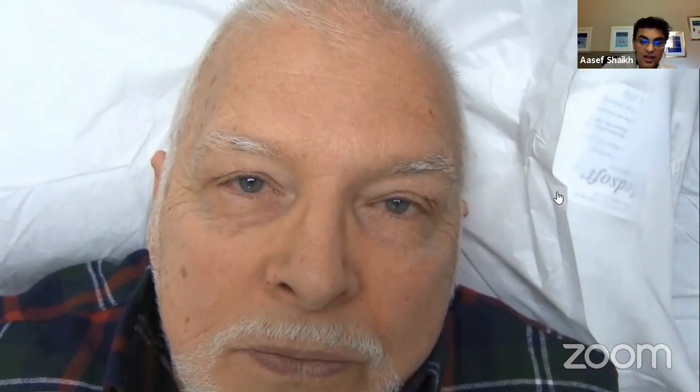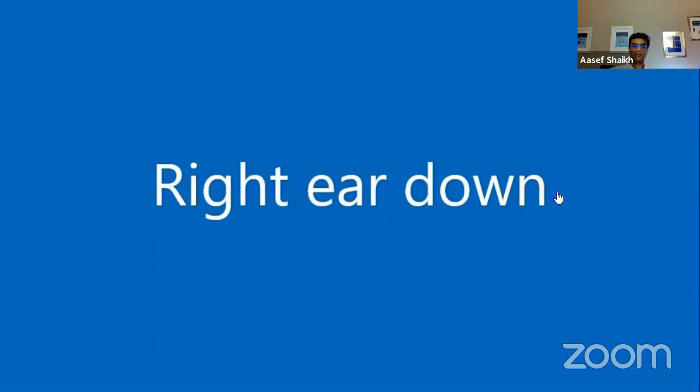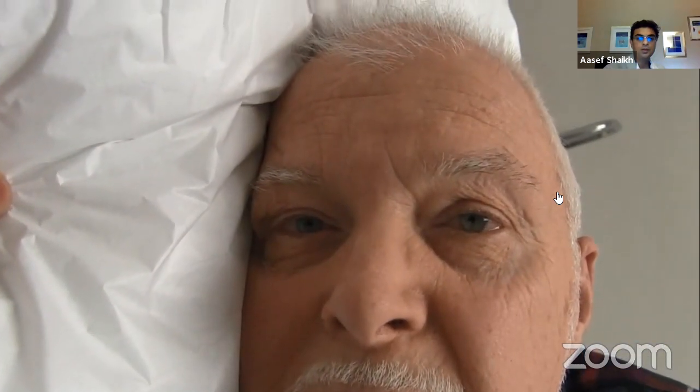Now on the left ear down, sleeping on the left side. And as you can see, eyes wide open. Okay. Straight, looking straight. The diagnosis here was lateral canal BPPV.